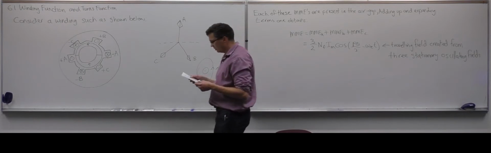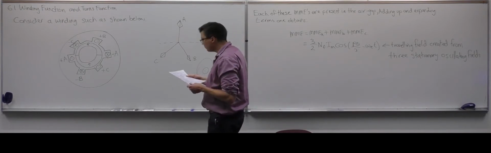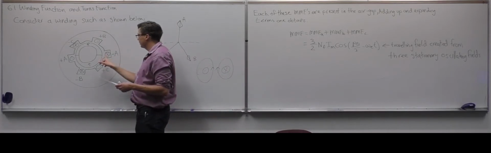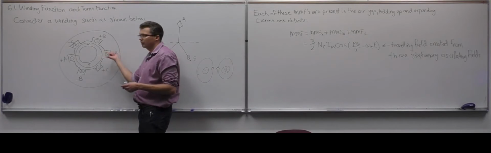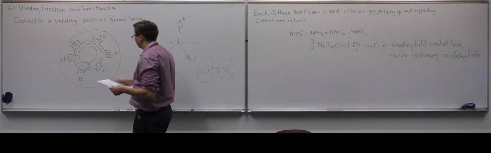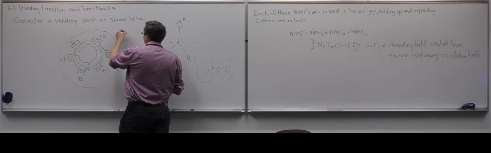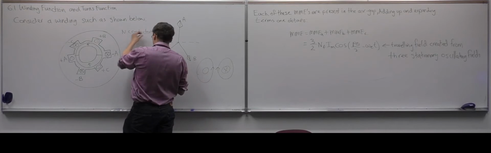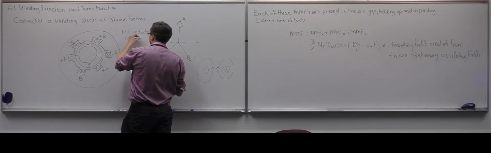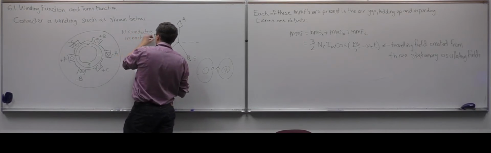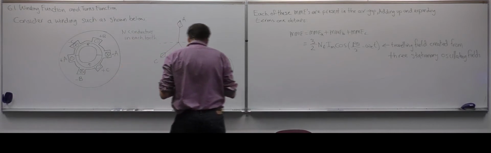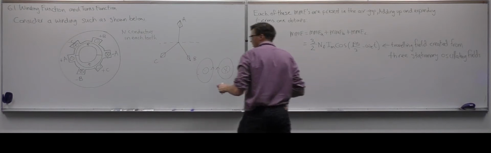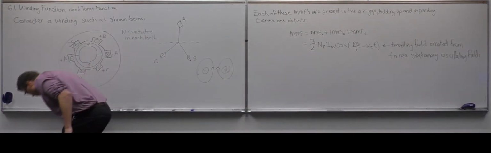So we'll assume that there's n. This is drawn as just a circle going in, but there could be n conductors going in there, a lot of strands of wire going in there. So we'll assume that there are n conductors in each tooth. Okay. So now let's look at the winding function and turns function.